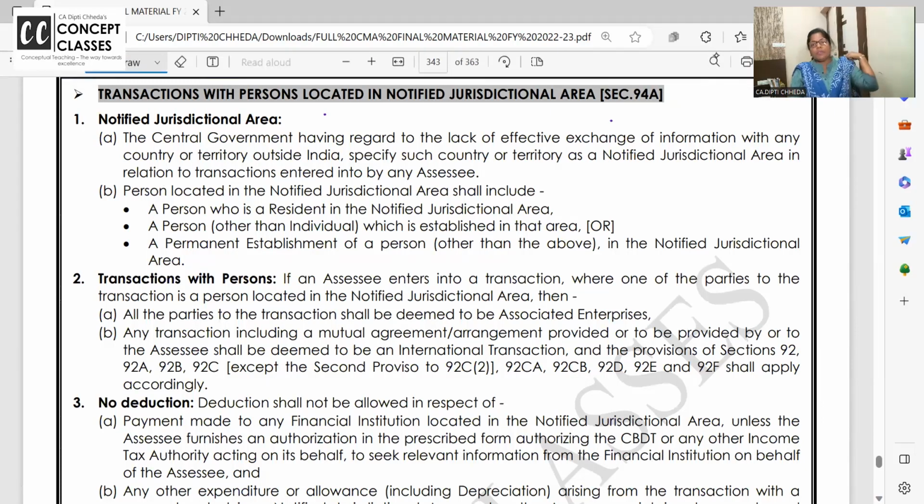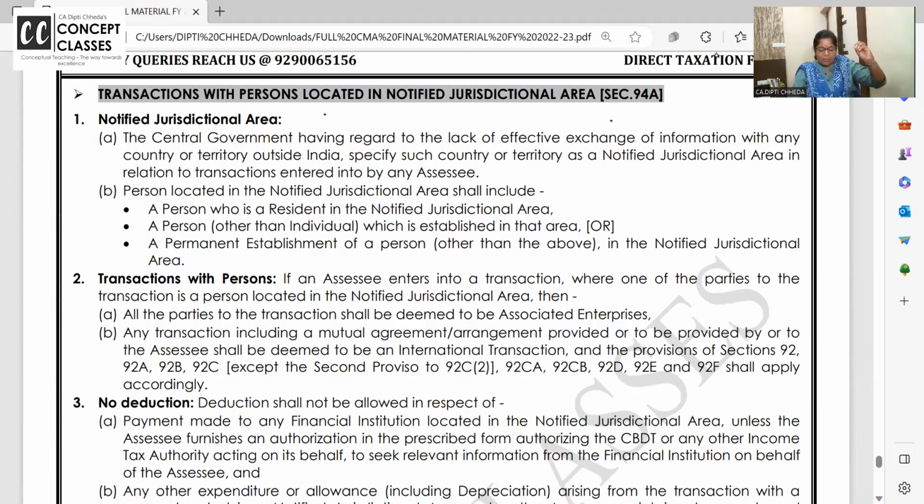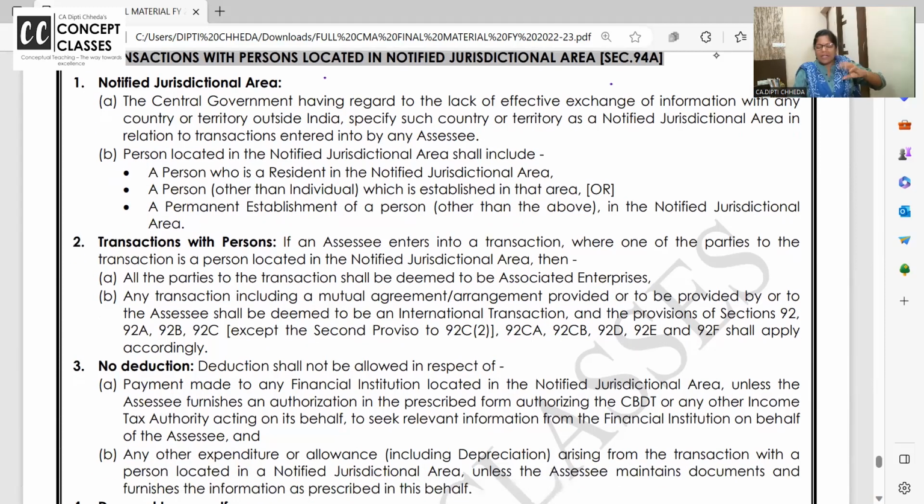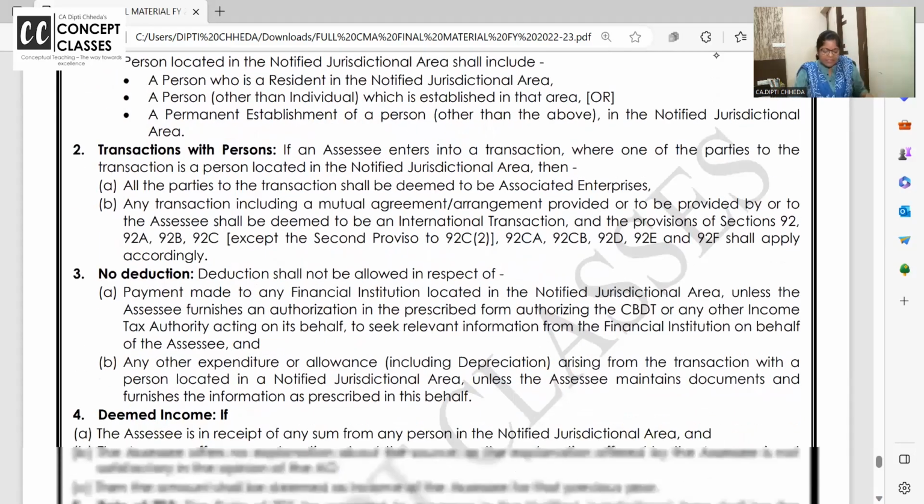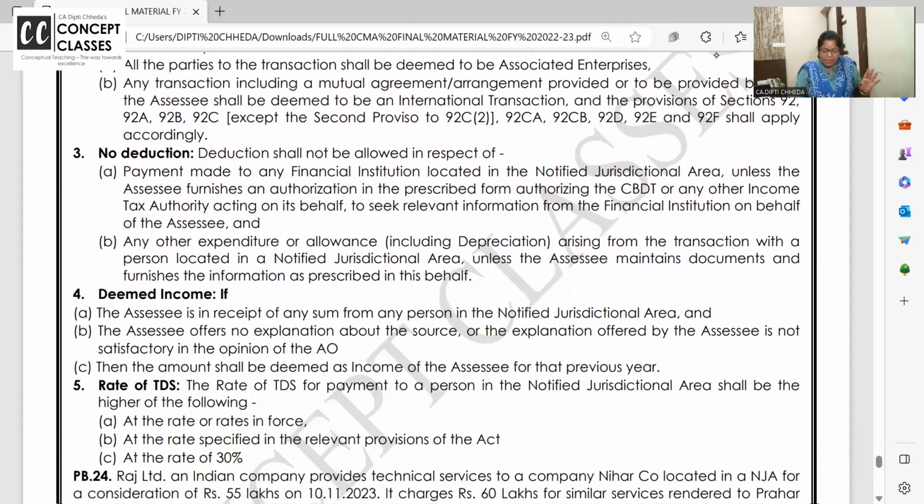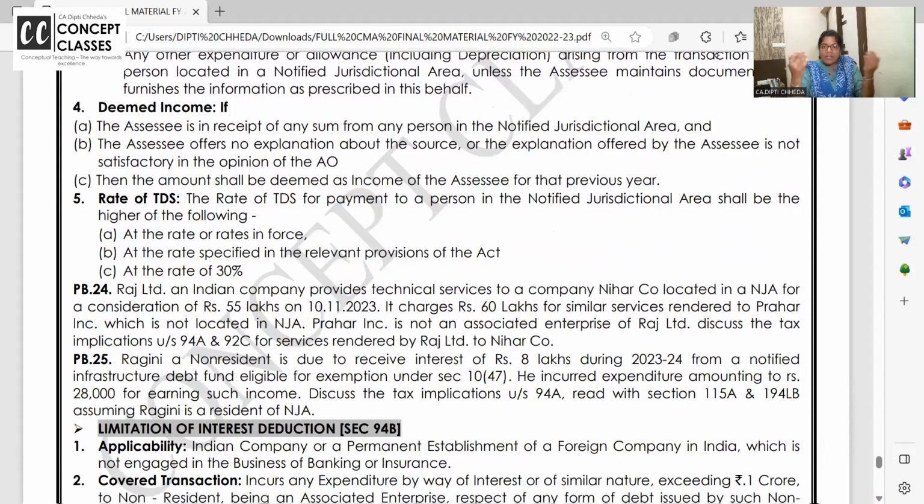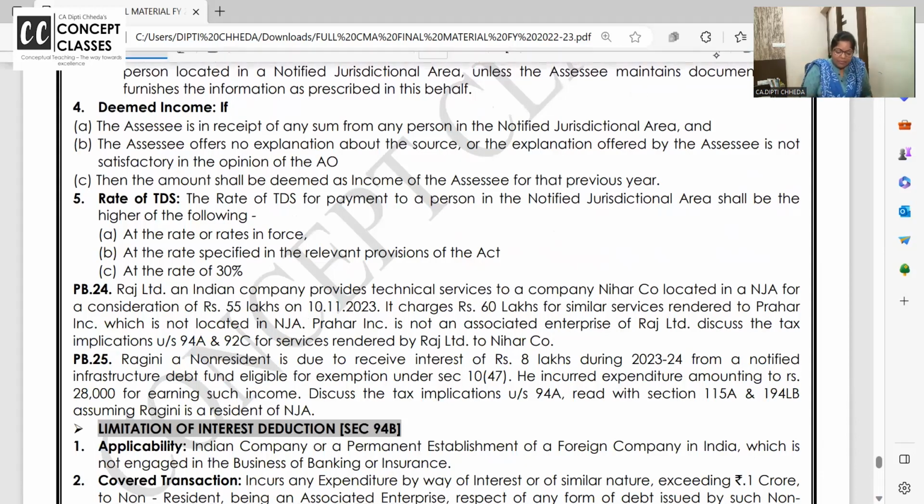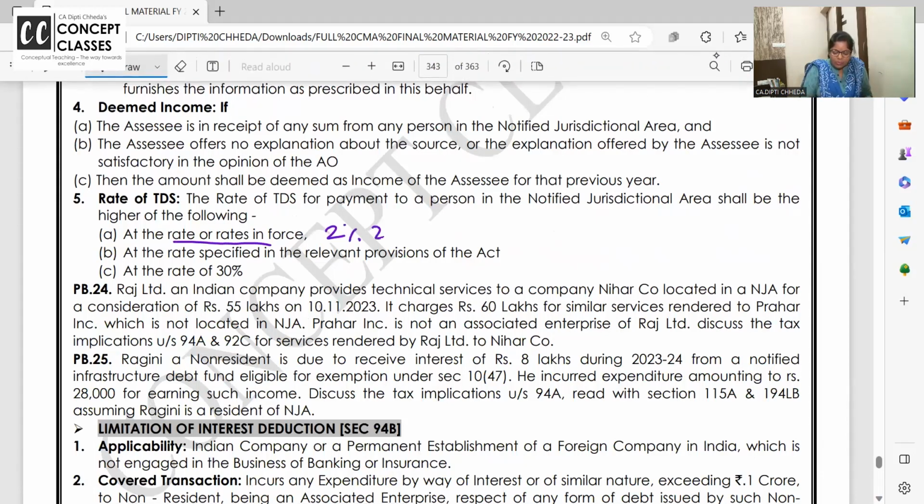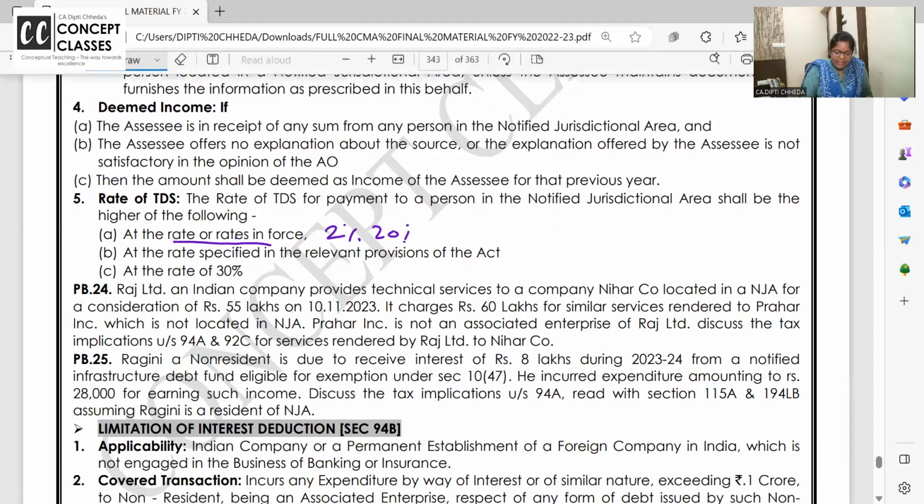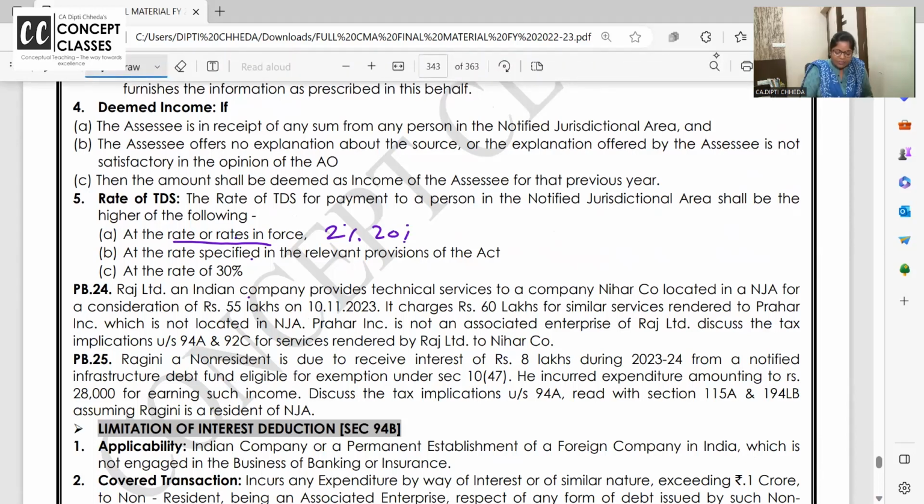Okay, suppose this is a nice topic, and one important point which they can ask here is, abhi to koi nahi hai, but suppose some areas are there where no tax and all, and if we do transaction with them, even if there is no associate enterprise, it will be treated as associate enterprise. And whatever transaction we do with them, if the normal rate of TDS is 2% or 20%, TDS will be deducted at highest of the rate in force or 30%.